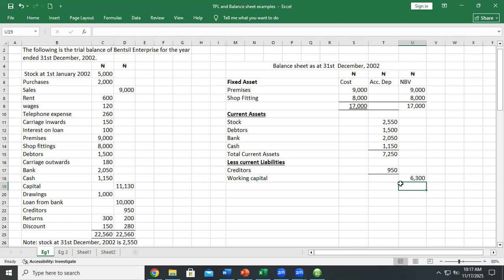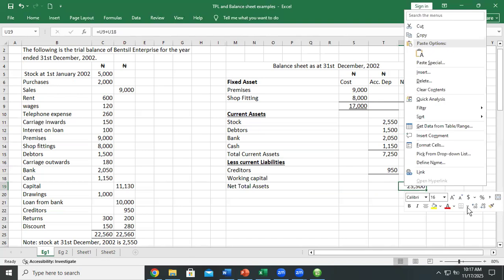You add it to the fixed asset here. Okay, that should give us, I think, 23,300. And that is your net total assets. And of course, you need to underline that figure twice because that's the final figure for the net assets section.